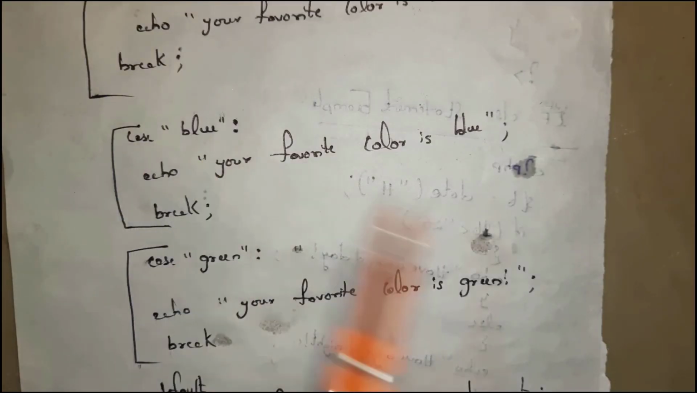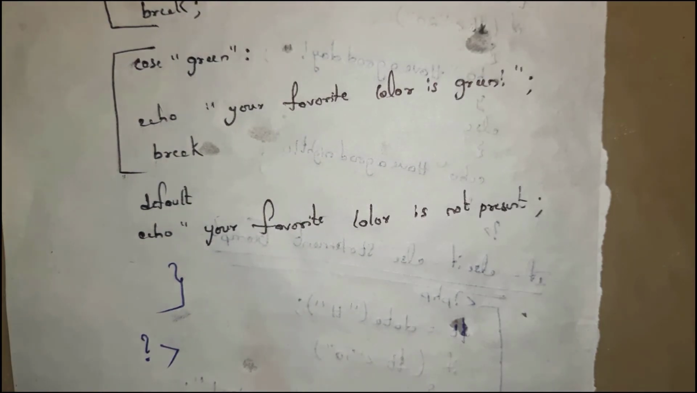Similarly, in case 2, I took blue color. Echo, your favorite color is blue. Break. Similarly, in last, I took case 3, that is green. Echo, your favorite color is green. Break. And finally, see default statement, echo, your favorite color is not present.